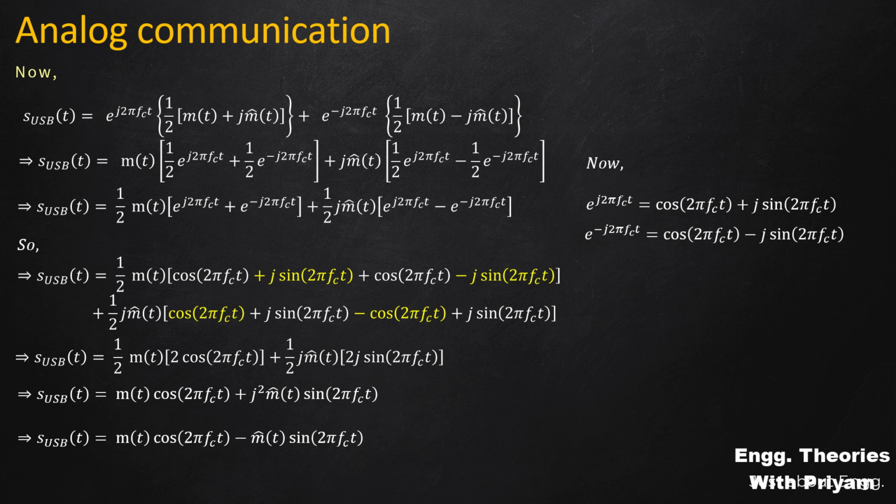So this is the equation for the upper sideband SSB-SC modulation, and the equation for the lower sideband SSB-SC modulation is m(t) into cos 2 pi fc t plus m cap of t into sin 2 pi fc t, which we will prove in the next lecture. That's all for this lecture.